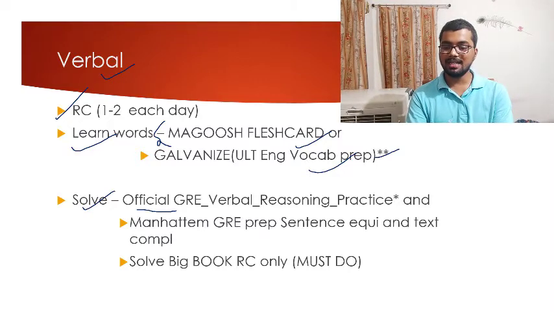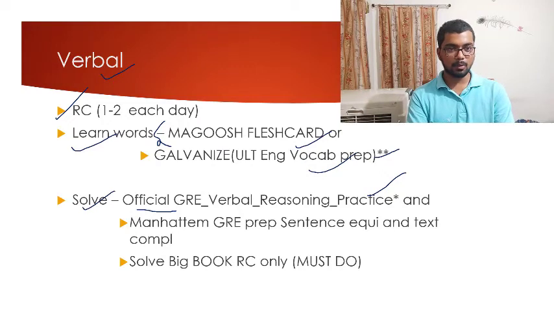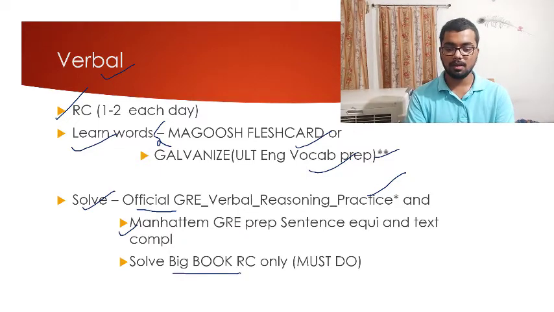Then, what are the books you have to solve? First is Official GRE Verbal Reasoning Practice. This is the book by ETS, and it is a very important book for text completion and sentence equivalence, because the explanations of the answers are very relevant to your real exam. After solving that book, you can go to Manhattan GRE Prep Sentence Equivalence and Text Completion. It is a very good book, and the explanations also match the real ETS exam.